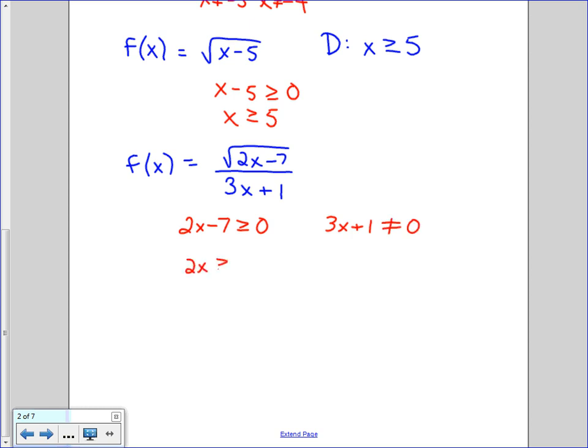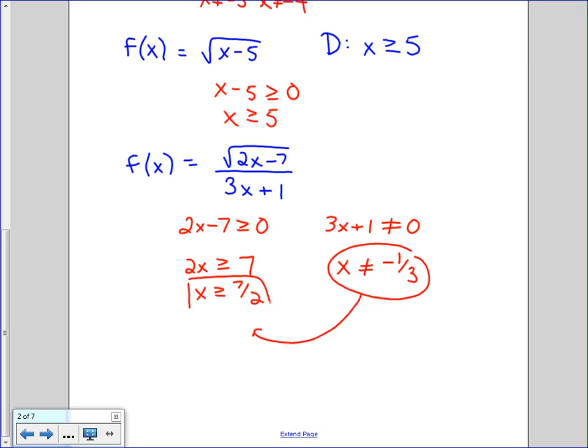Solve both to consider the possibilities for x. This one says that x has to be greater than or equal to 7/2 in order for this function to be defined. This one says that x cannot equal -1/3 in order for this function to be defined. Well, x is never going to equal -1/3 if you've already set this as the criteria, because if x is greater than or equal to 7/2, it's definitely positive. It's greater than 3.5. Therefore, it's not going to equal -1/3 anyway.